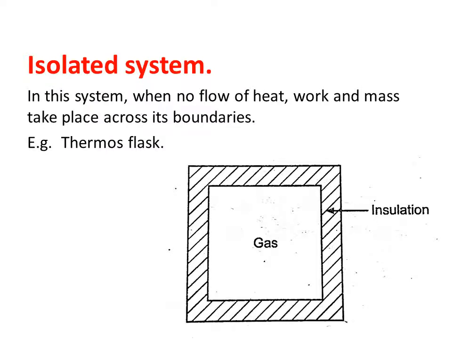Isolated system. In this system, there is no flow of heat, work and mass across its boundaries. Example, this is a daily use example, thermoflask. Tea present in a thermoflask. In this, heat and mass of the tea cannot cross the boundary of the thermoflask. Hence, the thermoflask is an isolated system.